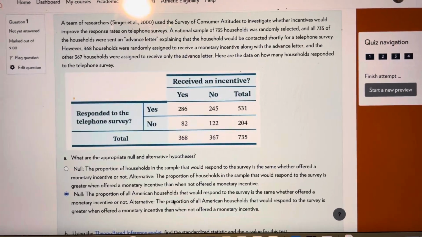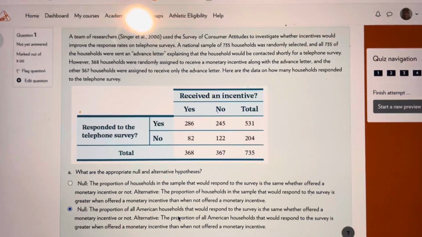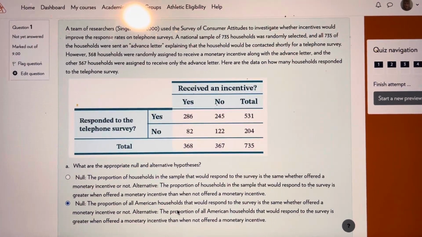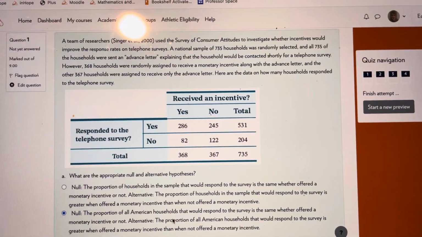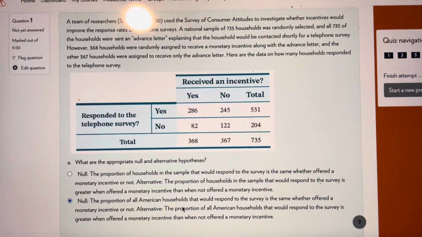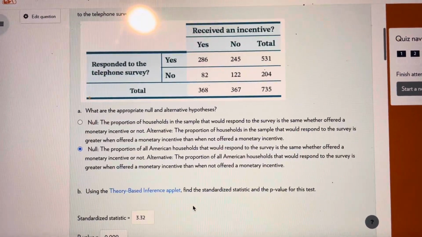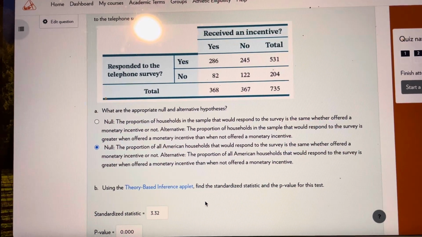Hi everybody, so this is section 5.3 and it's proving to be a little problematic because of decimal place requirements. So I trust you can read the problem. We have the setup here, and then let's talk about the null and the alternative. Remember, the null and the alternative are talking about the population.